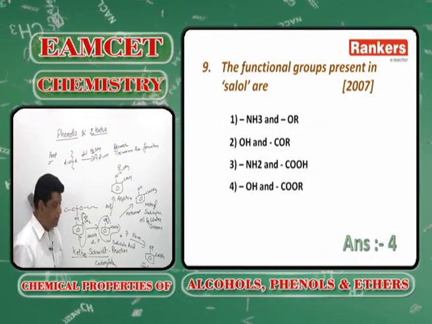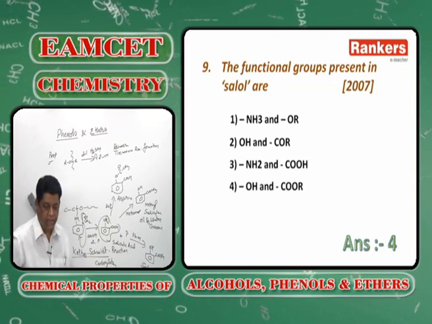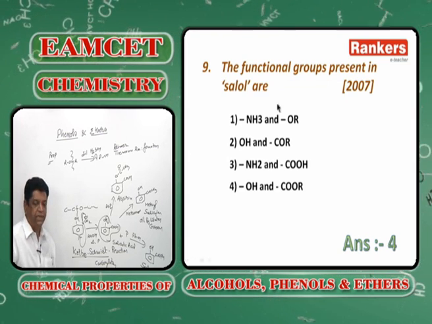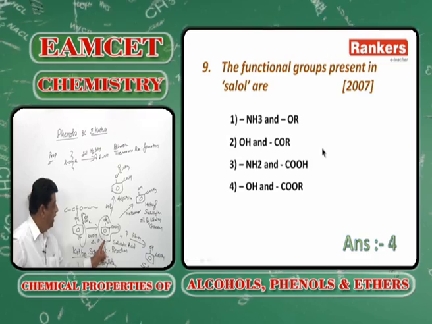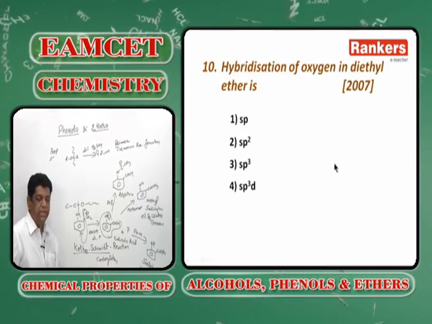What is the functional group present in salol? An OH and an ester function. Therefore, the last answer, the fourth answer, is the right answer. Salol is also a very good analgesic drug. All are derived from salicylic acid, which is derived from phenol by the carboxylation reaction.